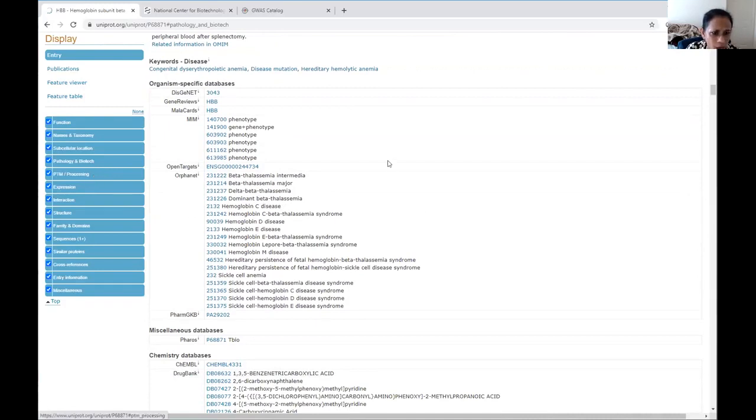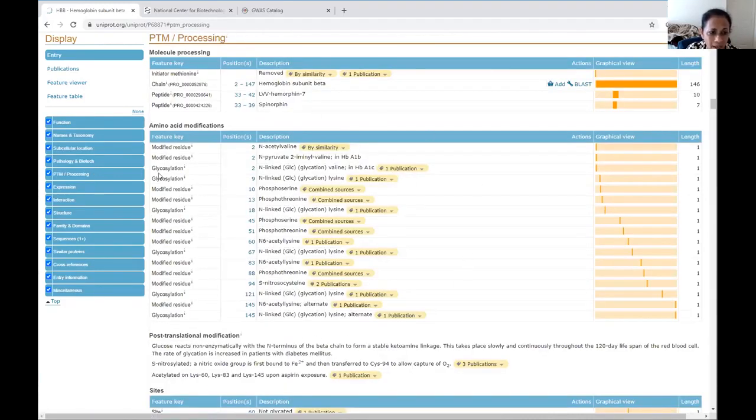Now many proteins have glycosylation. That means a sugar is added, right? So this is N-linked glycosylation. And all of this has a reference, right? Again, you can trust it or not because there's only one publication that tells this, but then there are a lot more publications that you can go here and read, right?